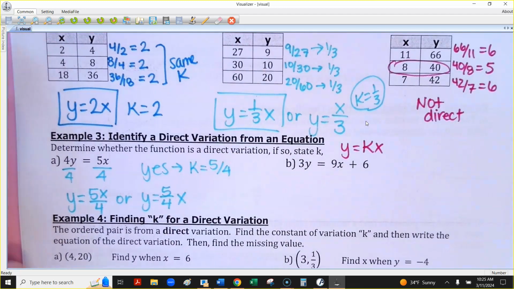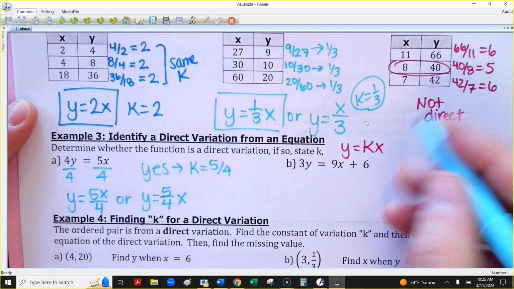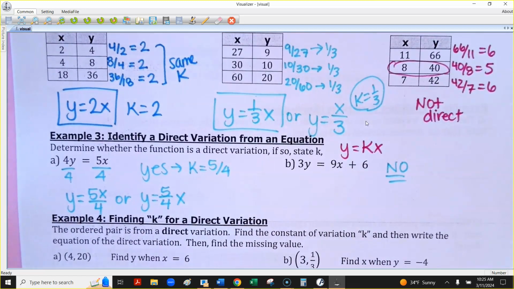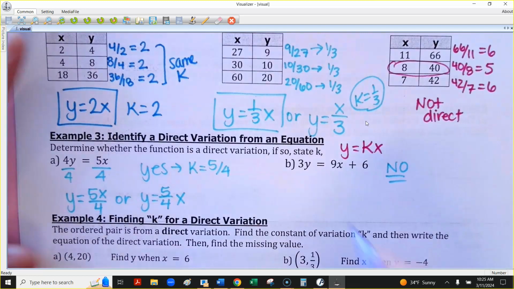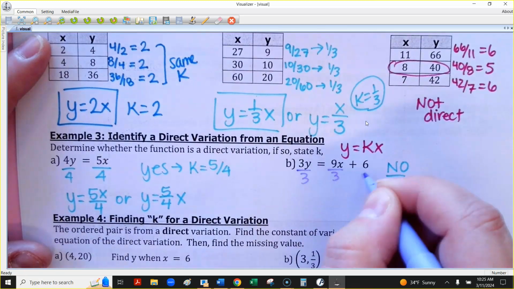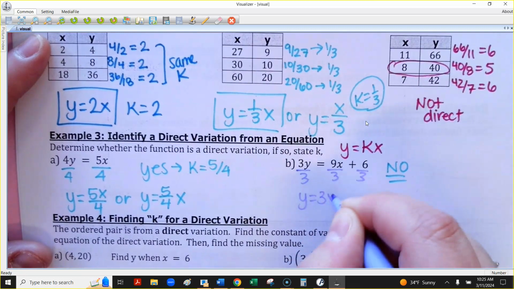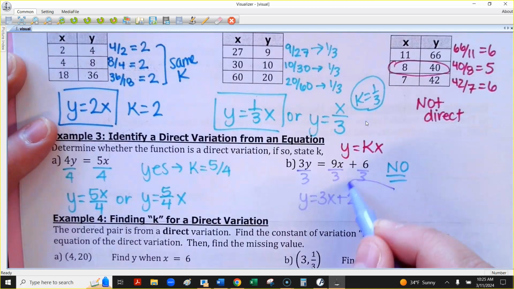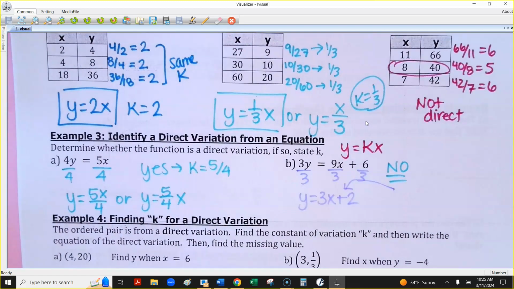Now, I look at this and I immediately know this is not. Does anybody know why? It has a plus. You can't have an extra. Like I could go through here, right, and divide everybody by 3, and this ends up being like 3x plus 2 or whatever, which is the nice equation of a line. But this plus 2, or even just looking at it before I even started, I know it's not going to be direct because it just literally has to be y equals some number times x. So that one's not a direct relationship. Does anybody have a question?